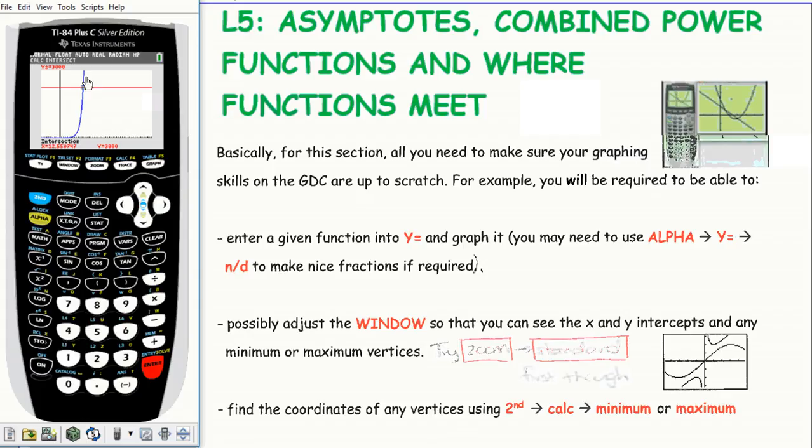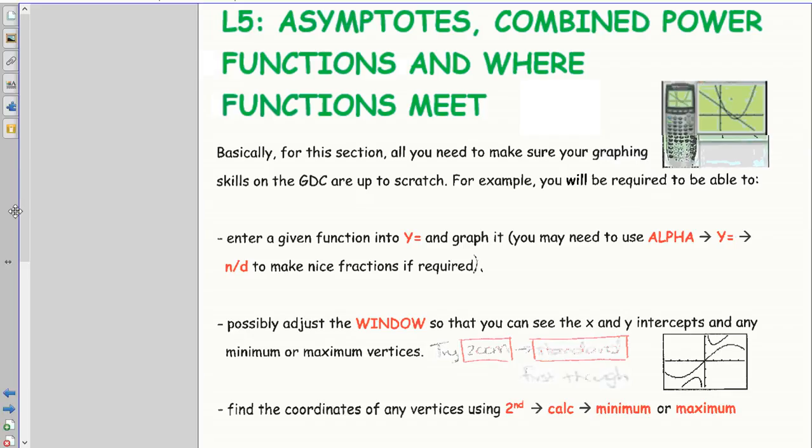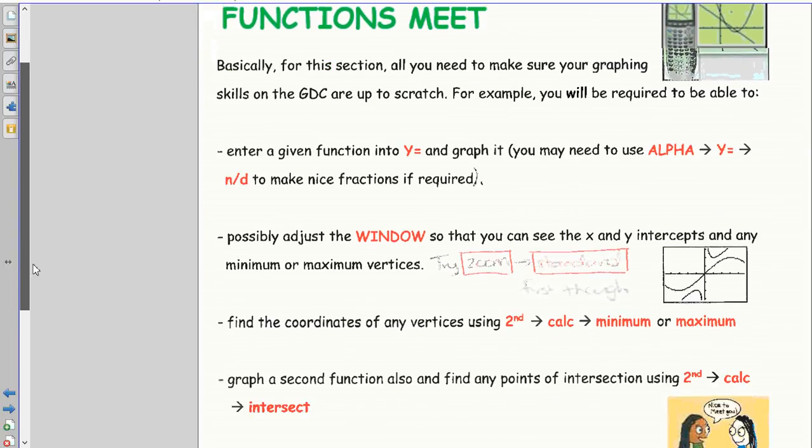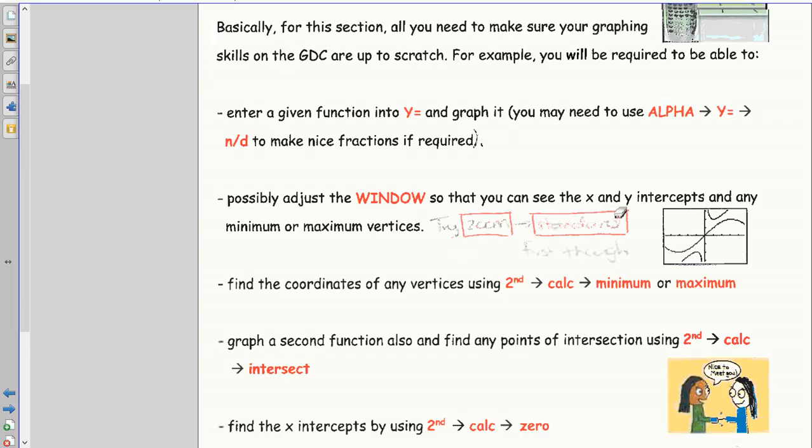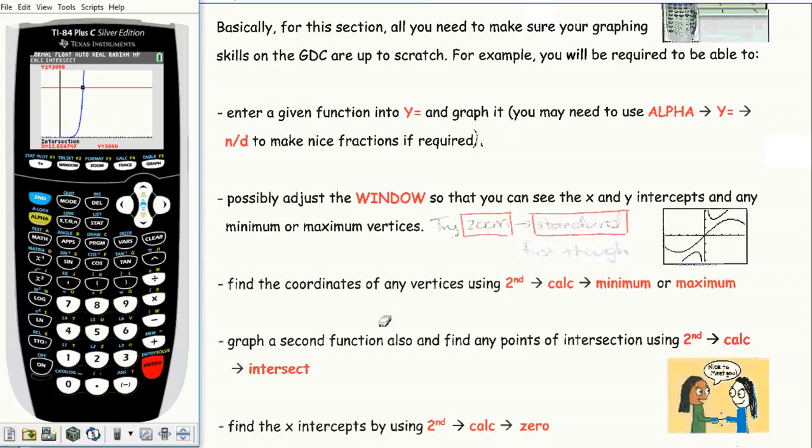Okay, so back to here though. As a little sample of what you're required to do today: I tend to go, as I said, Zoom Standard first. It just resets it to -10 to 10, -10 to 10, and then I start to manually adjust the window. You might be asked to find the coordinates of any vertices, like any turning points. To do that, you would go second, calc, and if it's a maximum, you select maximum. If it's a minimum, you select minimum.